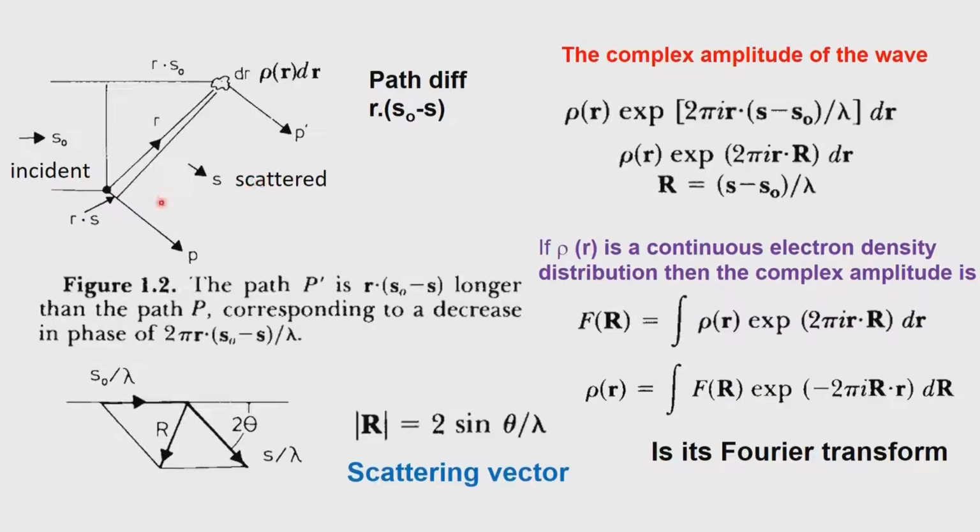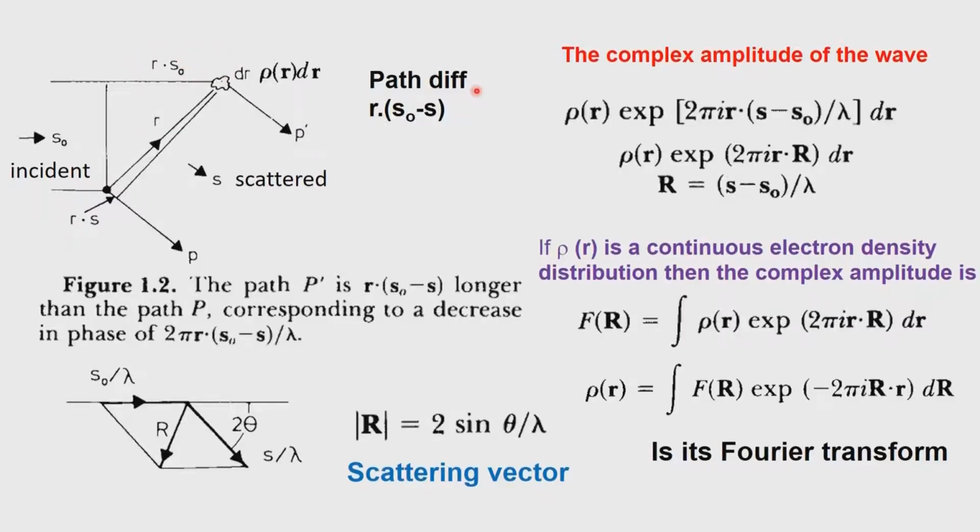So, if you consider now the two paths, the path traversed by this line and the path traversed by that line, you see that there is a difference in the path length. What we do is to take this origin, drop a perpendicular to this point, which is now representing the incident radiation, and take this point, and from the electron density which is present at dV r, we drop a perpendicular. So, that is r dot s and this is r dot s naught.